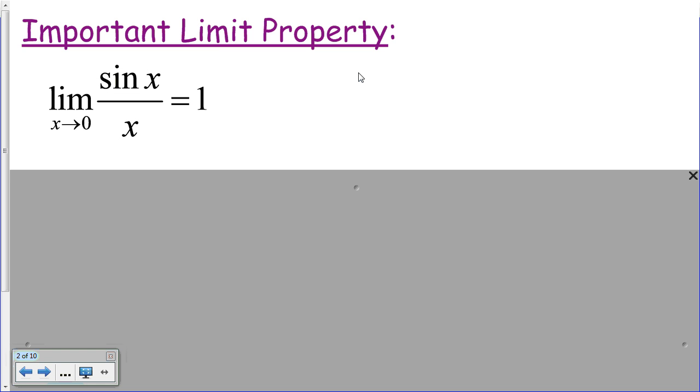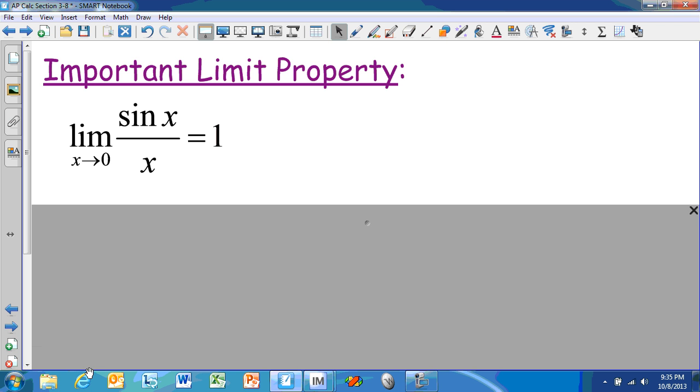It turns out that the limit as x goes to 0 of sine of x divided by x is equal to 1. Now again, we're going to take a look at this both numerically as well as graphically to help illustrate why that's the case. But we'll deal more with the formal algebraic proof of this in the second half. So let's flip over to our calculator.